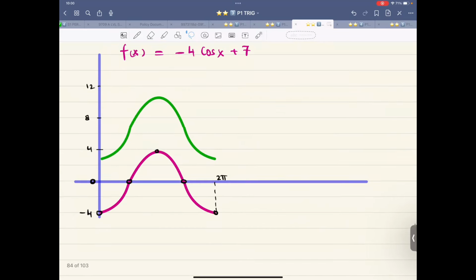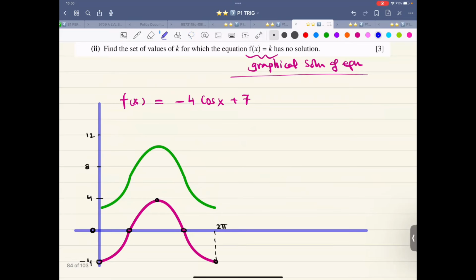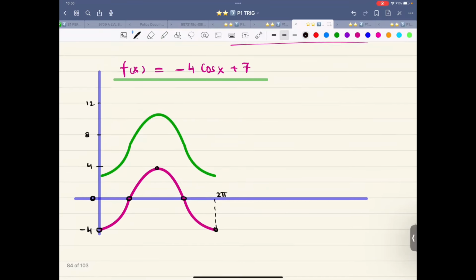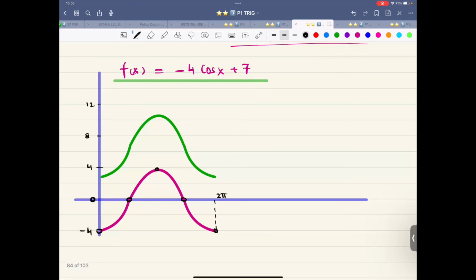Now that's how the green one looks, the graph of the whole thing. Okay, now let's label it. This is -4 plus 7, which is 3. This is 4 plus 7, which is 11 over here. So the maximum value is 11. The minimum value is +3.